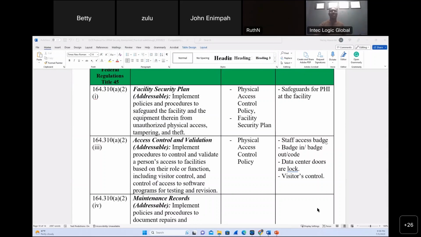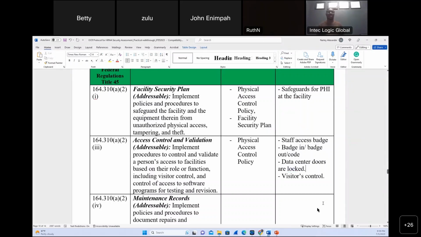So staff access badge, very, very important, right? People wearing badges, right? Badge in, badge out, right? Or people require code to enter into secure areas. Data center doors are locked, right? It's very, very important. Data center doors shouldn't be open.